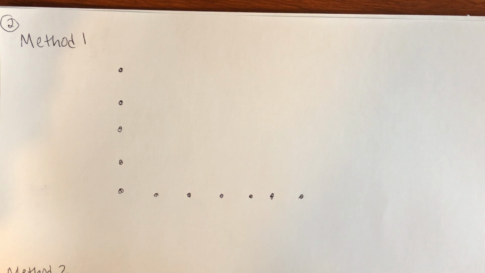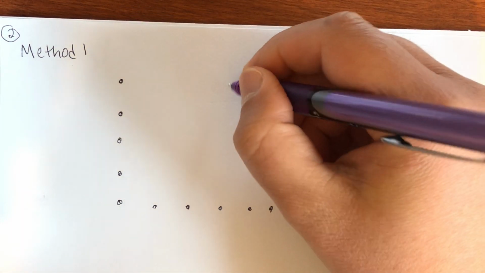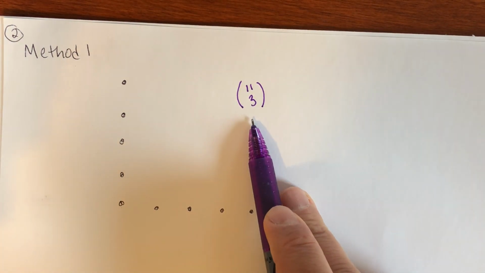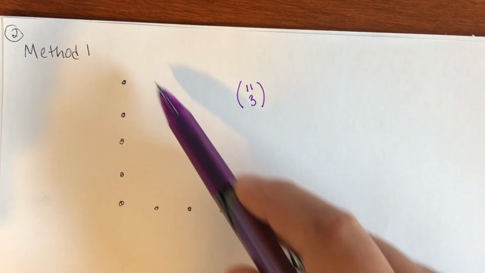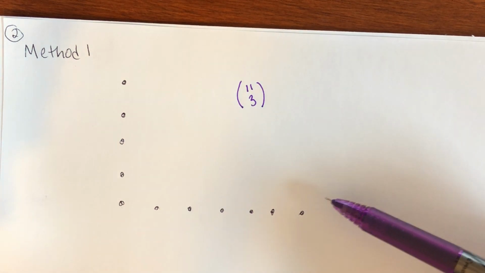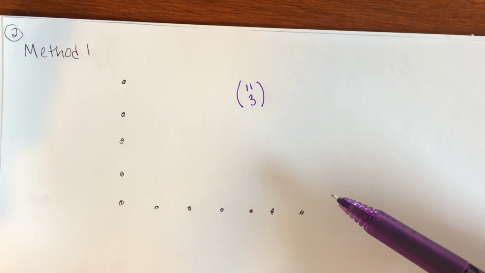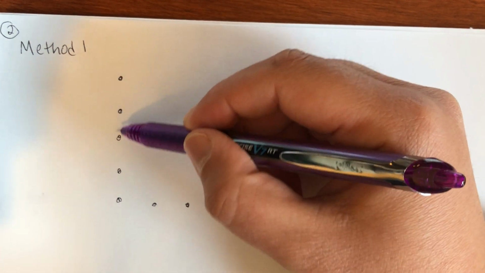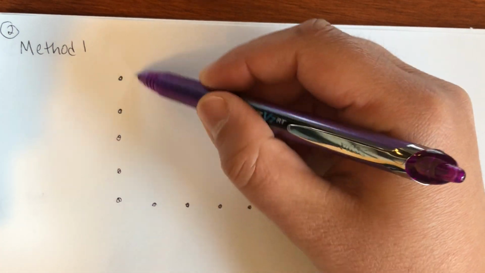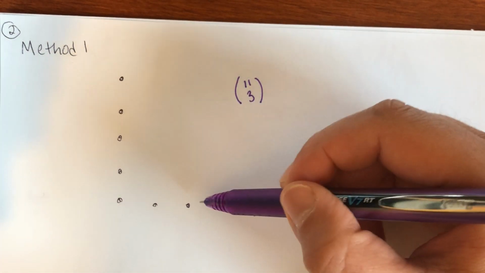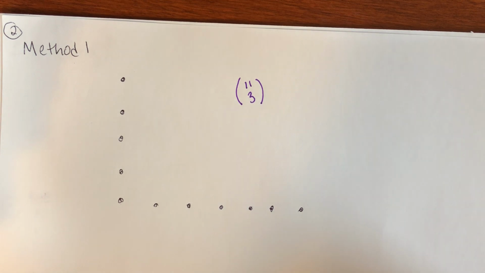10, 11 dots total. So we could start off by saying 11 choose 3 counts the number of ways to choose any 3 dots here. Right? That's what we're doing when we're forming a triangle. We're choosing 3 of these dots. But we know that that's going to overcount, because it's going to account for choices like those degenerate triangles we talked about, right? So choosing these three vertices, which doesn't actually form a triangle, or choosing these three vertices, which doesn't actually form a triangle.